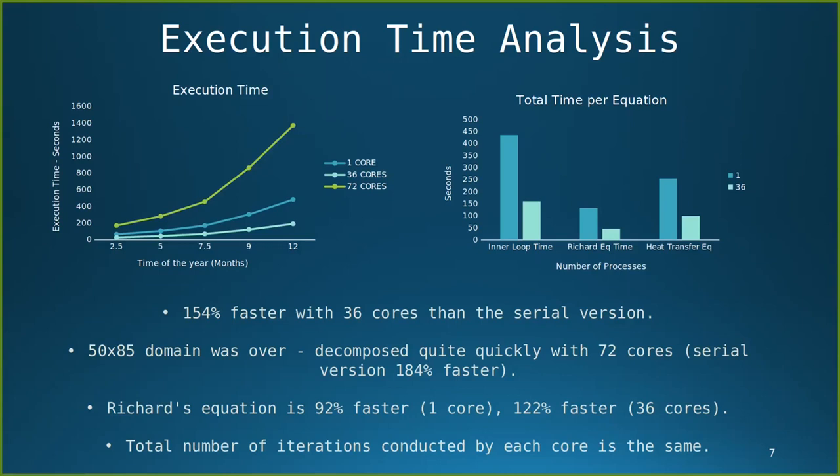The run with the 72 cores, however, was not efficient, as the mesh dimensions used were quickly multiplied by 80, and as a result, the domain was over-decomposed quite quickly. Also, concerning the time spent on each equation for different numbers of processes, the heat transfer equation is the most time-consuming in all cases, with Richards' equation being 122% faster with 36 cores.